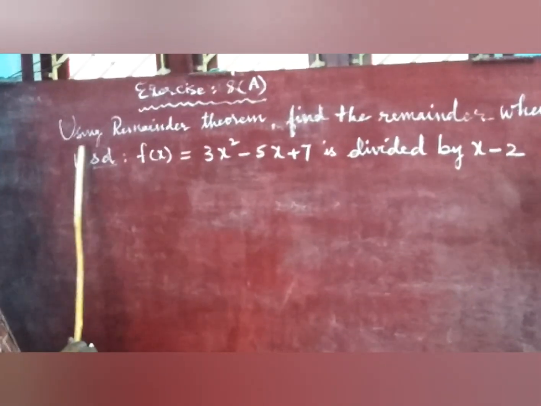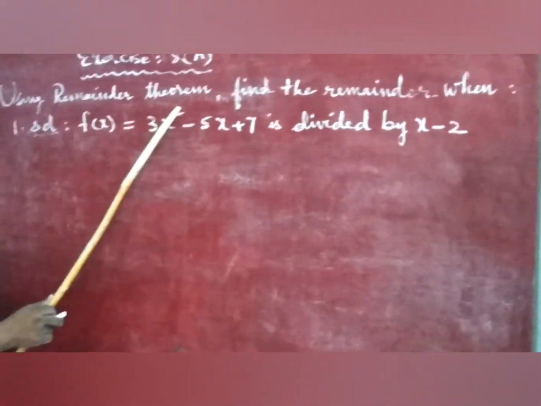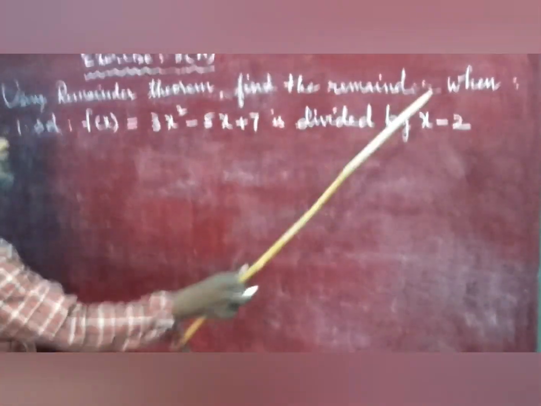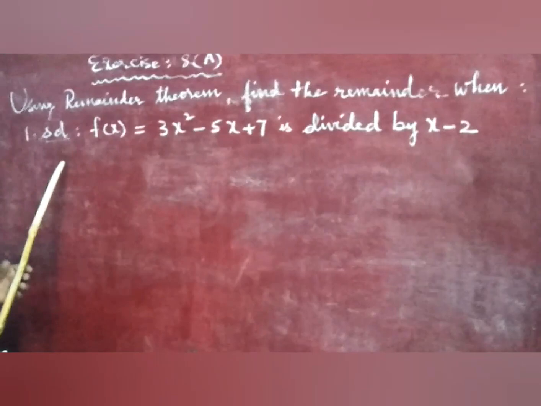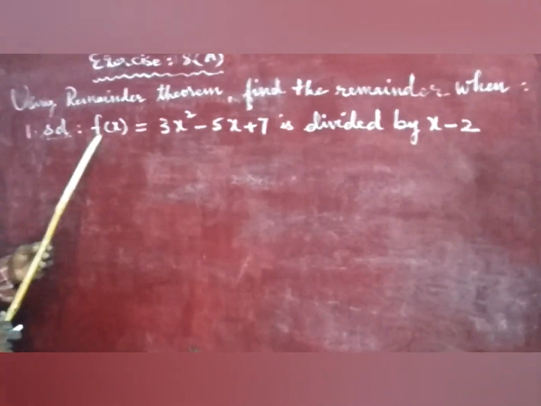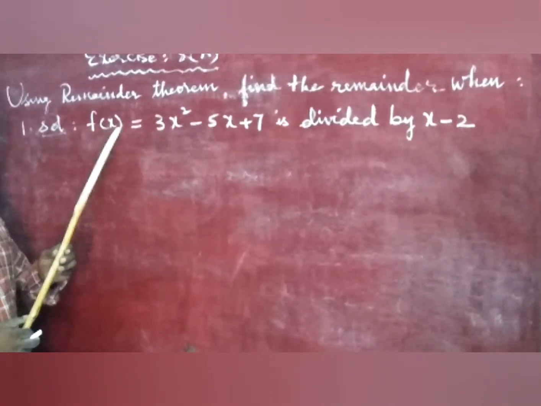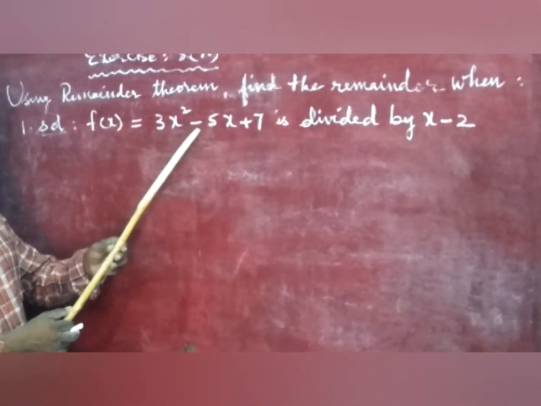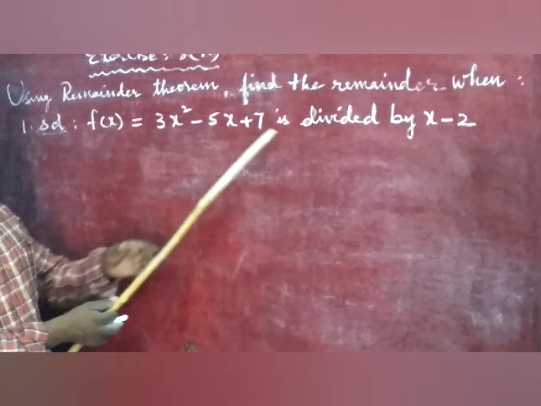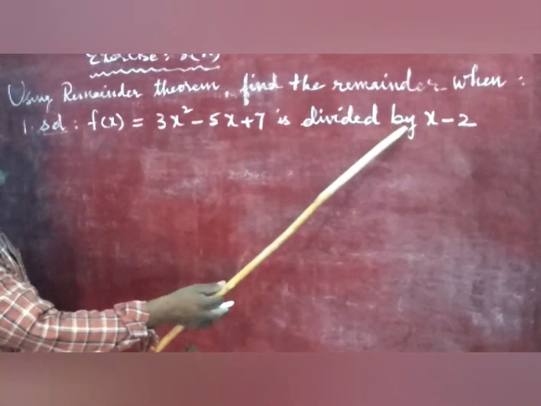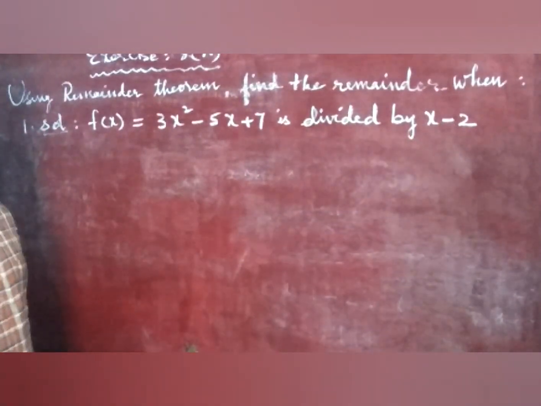Exercise 8a, using remainder theorem, find the remainder when. This is the first problem. F of x, I already told you, function in x, 3x square minus 5x plus 7 is divisible by x minus 2.